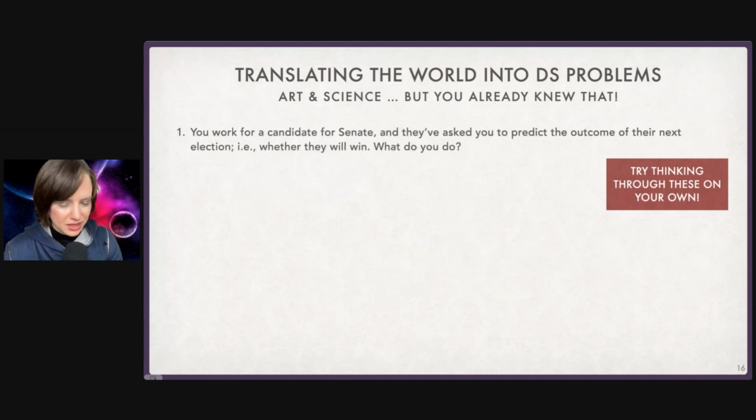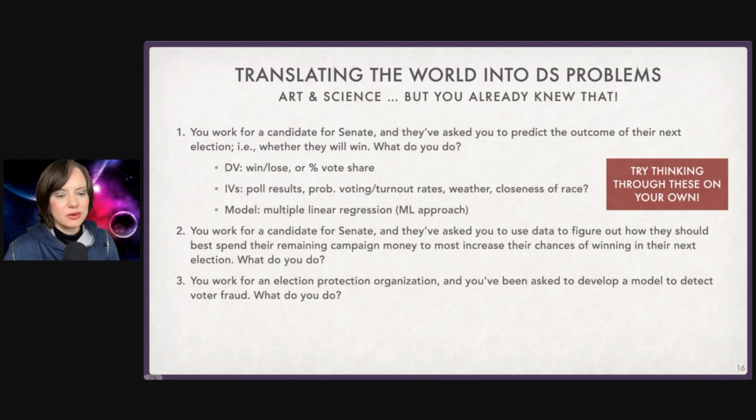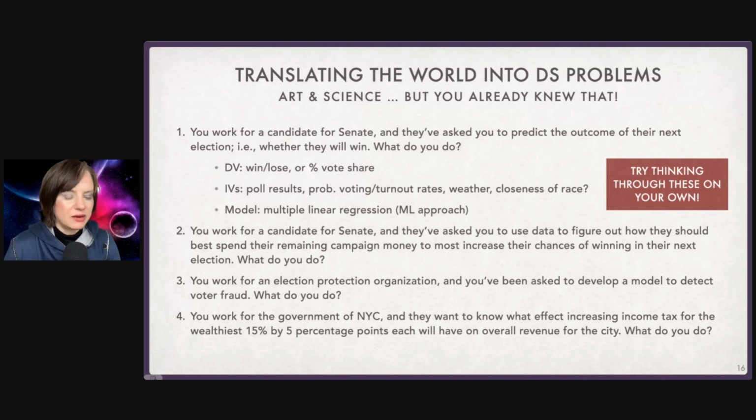I'm not going to talk through this here, but I wanted to share it because I do typically run a pretty long discussion with my students about how you might set up a model to evaluate these problems. They're all politically related because that's the sort of thing I think about. But the idea here is, hey, you're working in a real life scenario. For example, the first one, you work for a candidate for Senate and they say, hey, here's a whole bunch of data. Predict the outcome of the next election. Will they win the election, right? What do you do? What might be your dependent variables? Here are some ideas. What might be your independent variables? What type of model might you use? Would you do a classifier, linear regression, and so on?